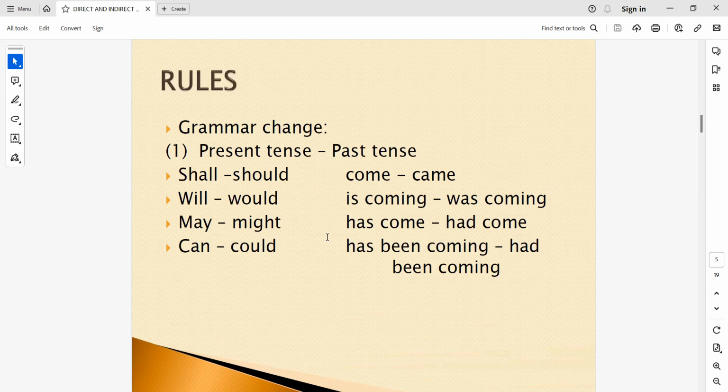Now, certain rules are essential to be followed while converting direct into indirect speech. The grammatical changes have to be carefully noted down. The first rule: if the reporting verb is in the past tense, the tense of the verb in the reported speech must be changed to the past tense. I have given how the tense gets changed.